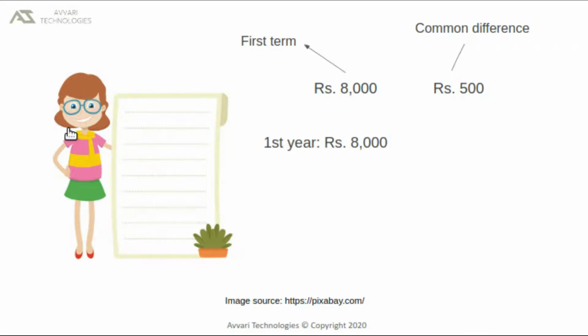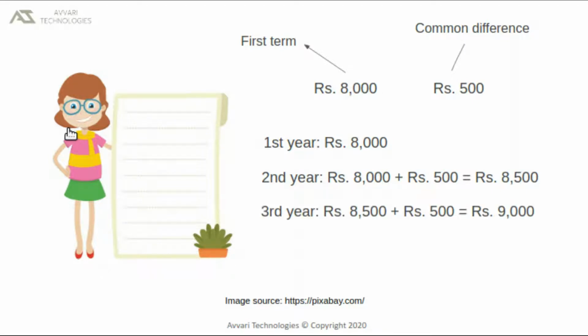So her first year's salary per month is 8,000 rupees. In the second year, 500 rupees will be added to her previous salary. Her previous salary was 8,000 rupees, now incremented by 500 rupees. So the total sum is 8,500. In the second year, she will receive 8,500 rupees per month.